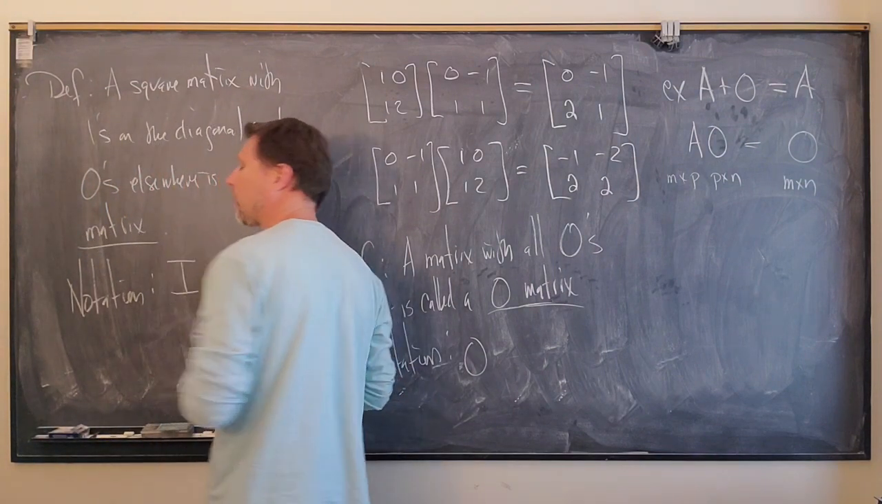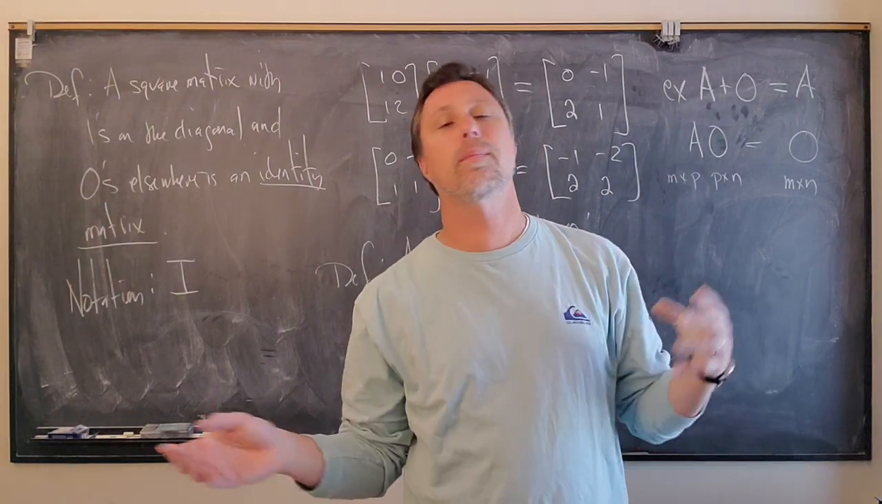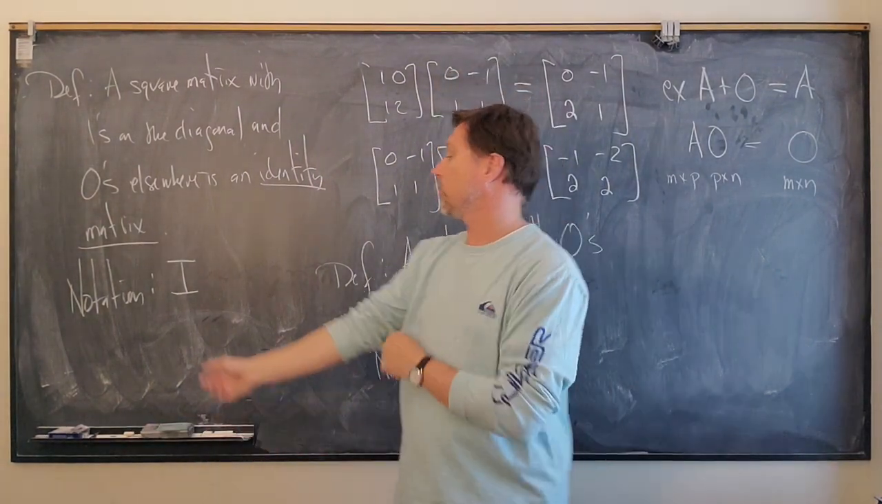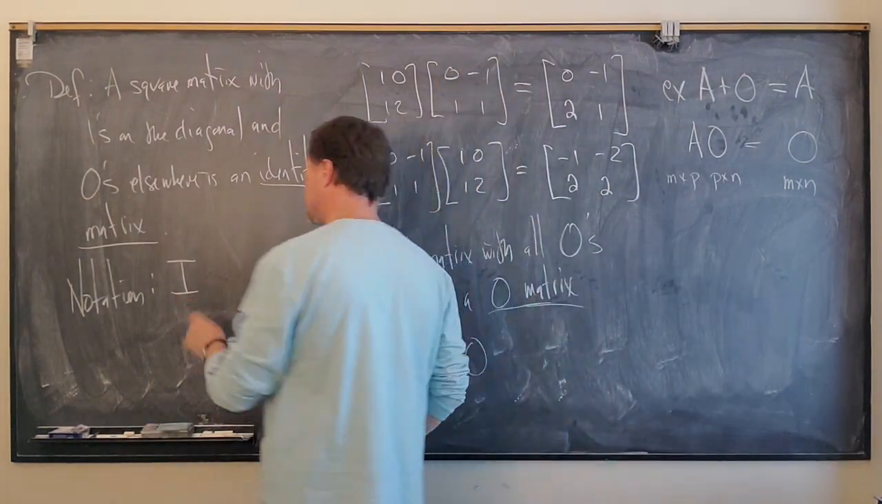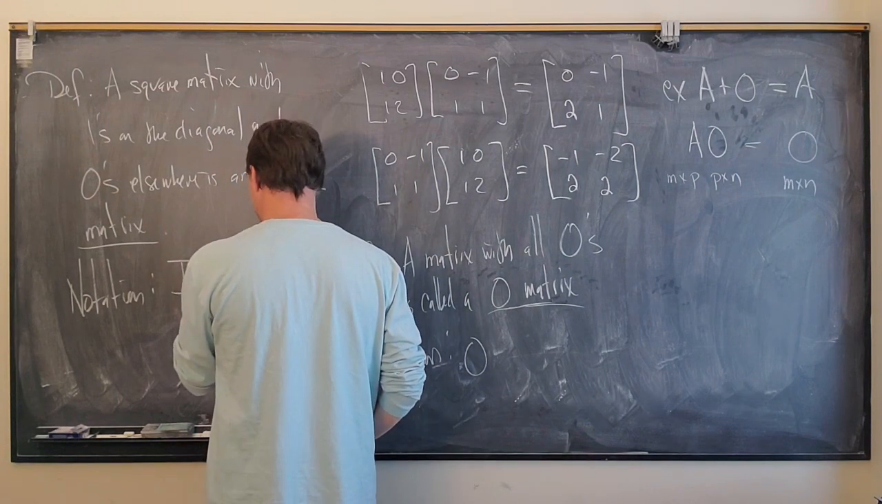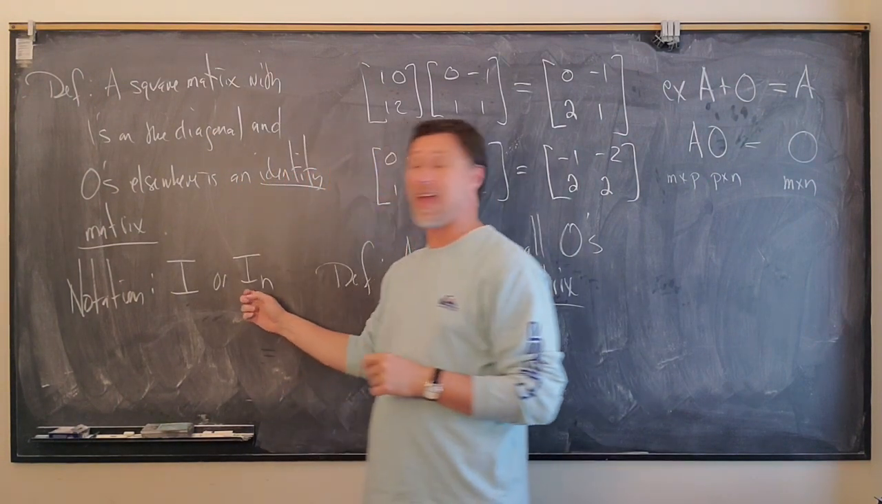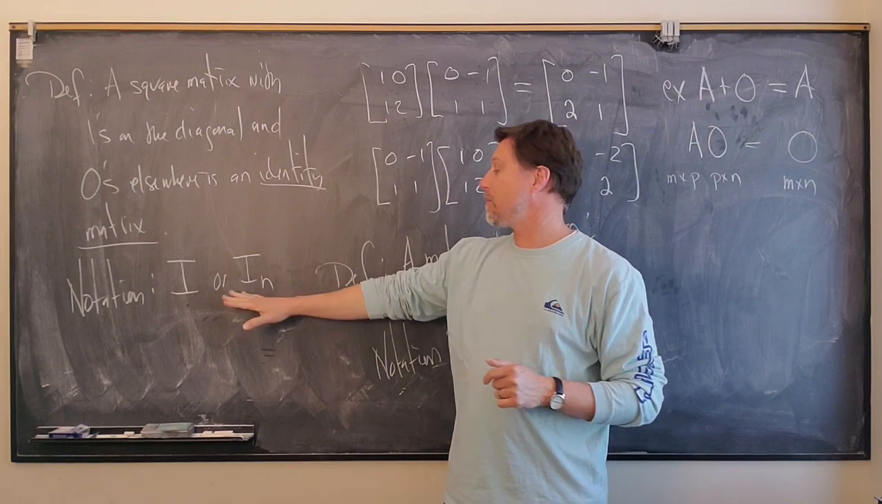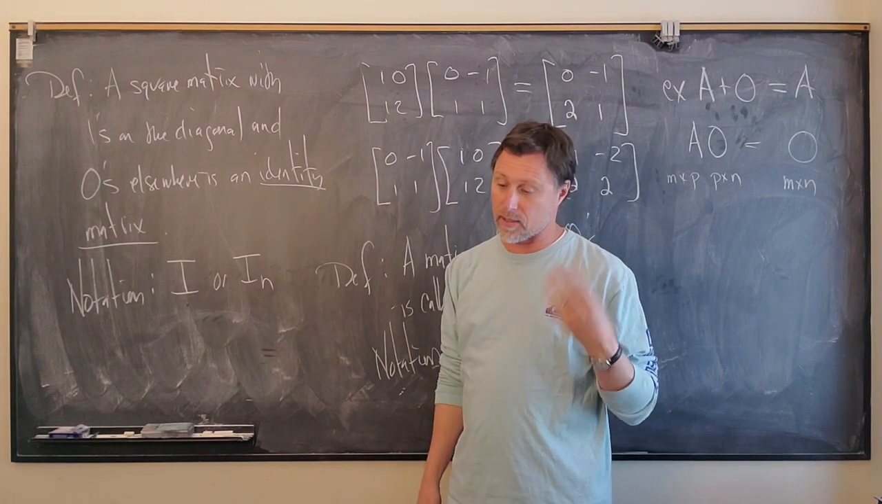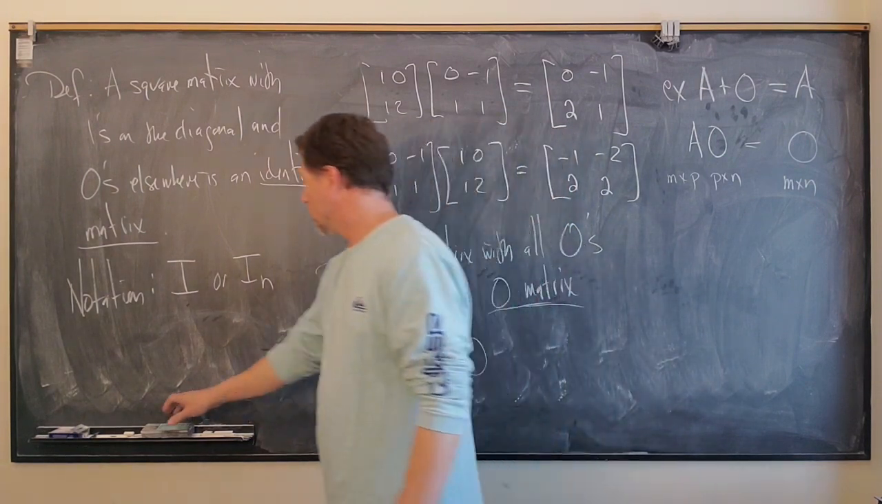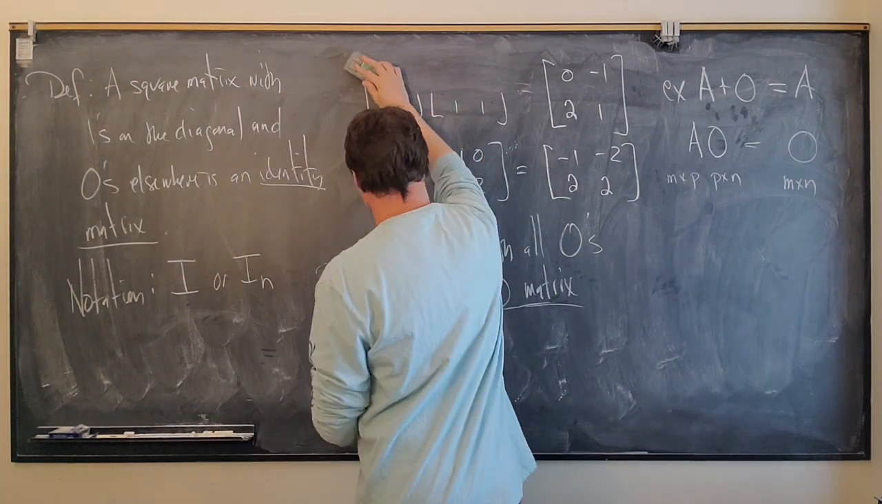Sometimes we won't care what the size of the matrix is. It's some n by n identity matrix, in which case we'll just write a capital I. If we need to be specific about the size, right, we want to specify the n by n identity matrix, I may write an I sub n there. That's in the case where I need to be specific.